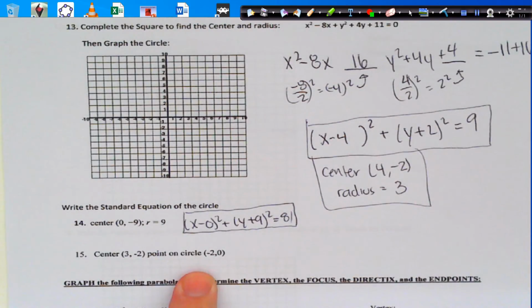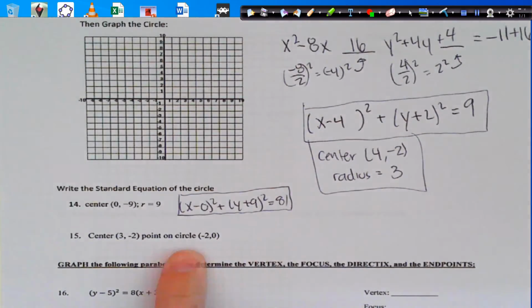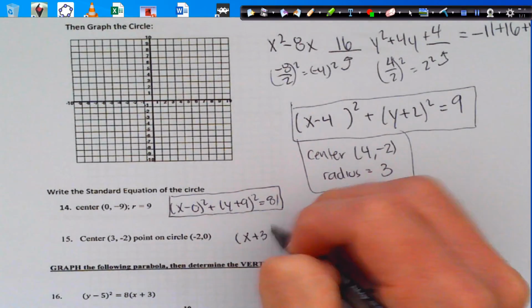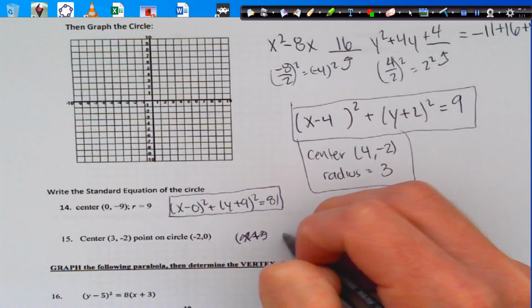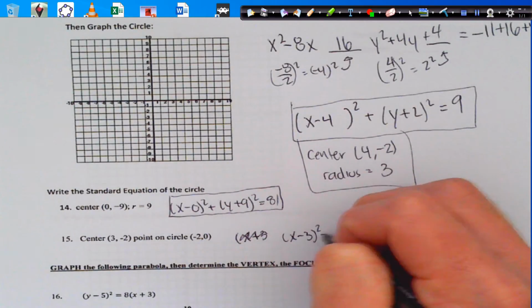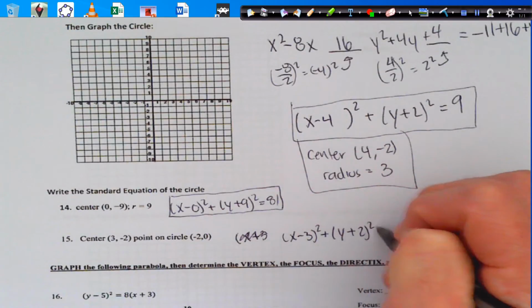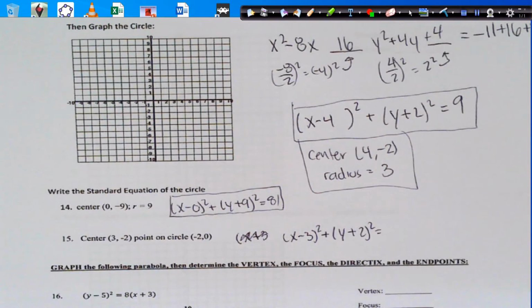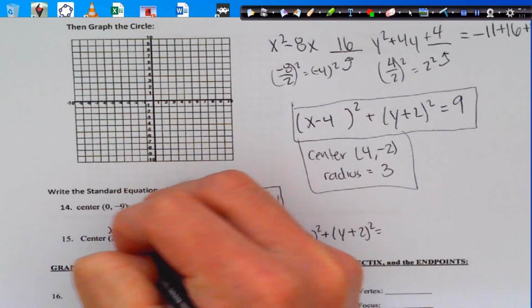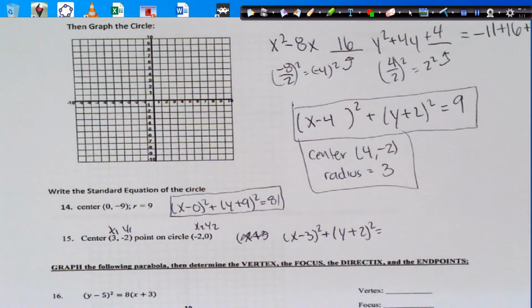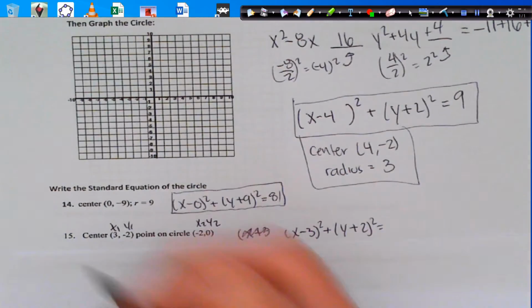And here we have the same thing, the point on the circle and the center. So we can plug the center in really fast. (x + 3), sorry, not x + 3. It's the opposite of what you see. (x - 3)² + (y + 2)² = I don't know the distance, but we can find it using the distance formula. And so that's what we're going to do. We're going to use the distance formula.